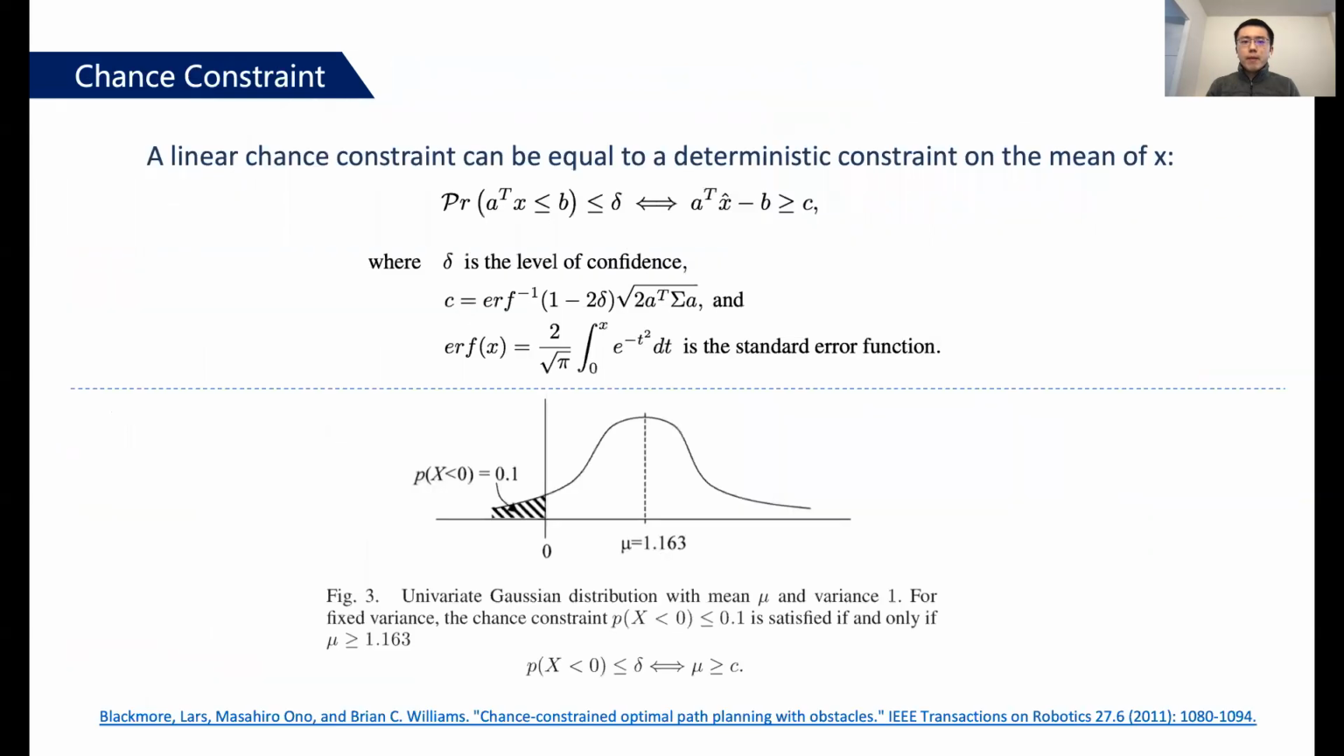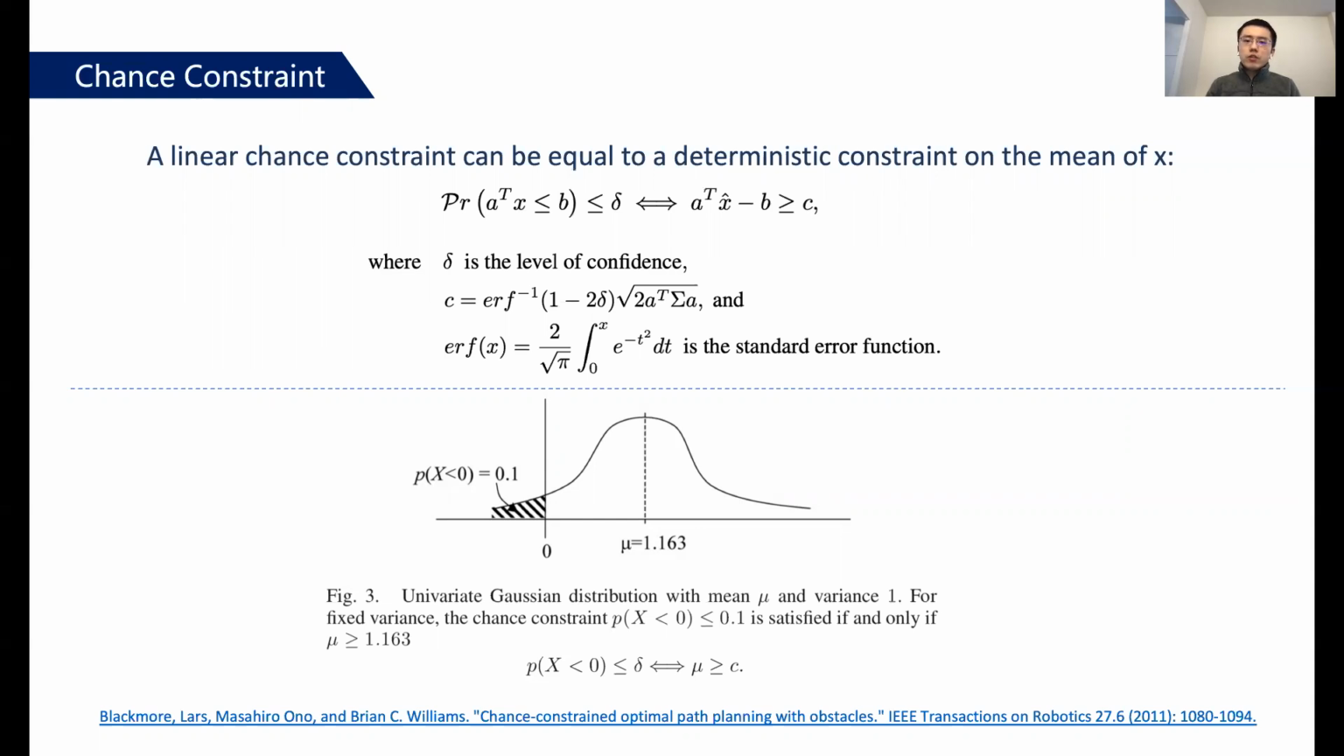After we have the local geometry information around the goal point, we want to incorporate the chance constraint into the optimal control cost function to generate a collision-free trajectory. To make this happen, we must convert the chance constraint into a deterministic constraint first. Blackmore proved that a linear chance constraint can be equal to a deterministic constraint on the mean of X.